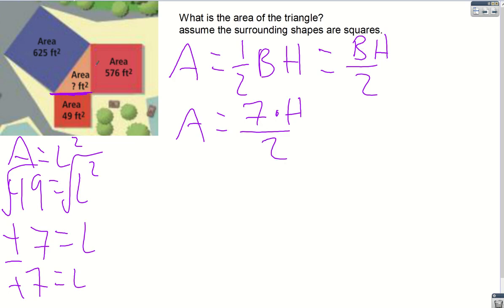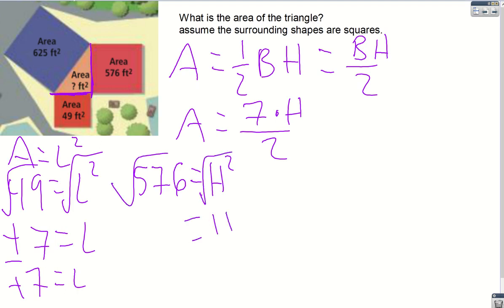Alright? Next we just have to find the side for this guy using this area. So I'm going to have 576 is equal to h squared for my height. Then I square root both sides to get h all by itself. My square root of 576 is going to be 24.